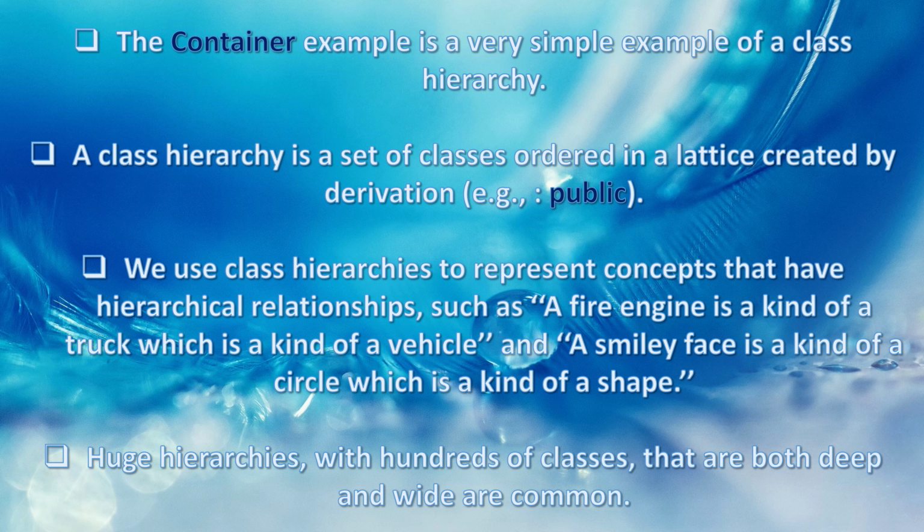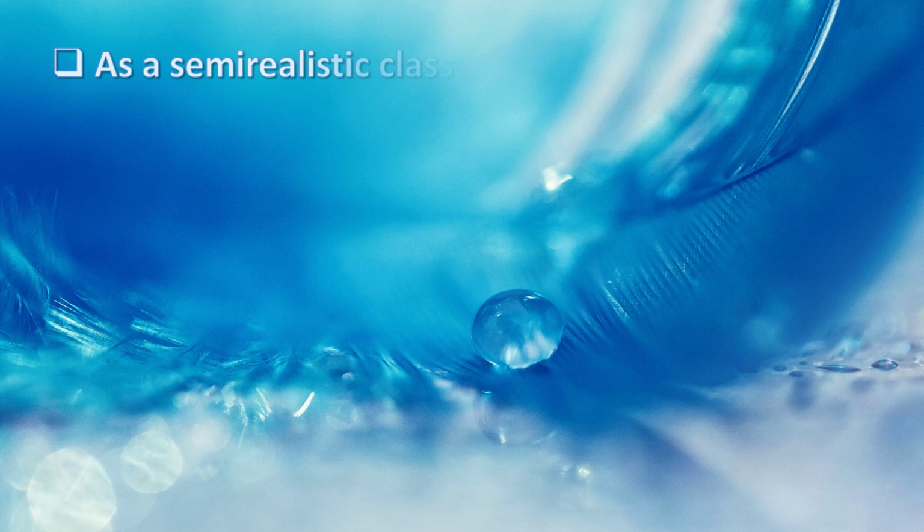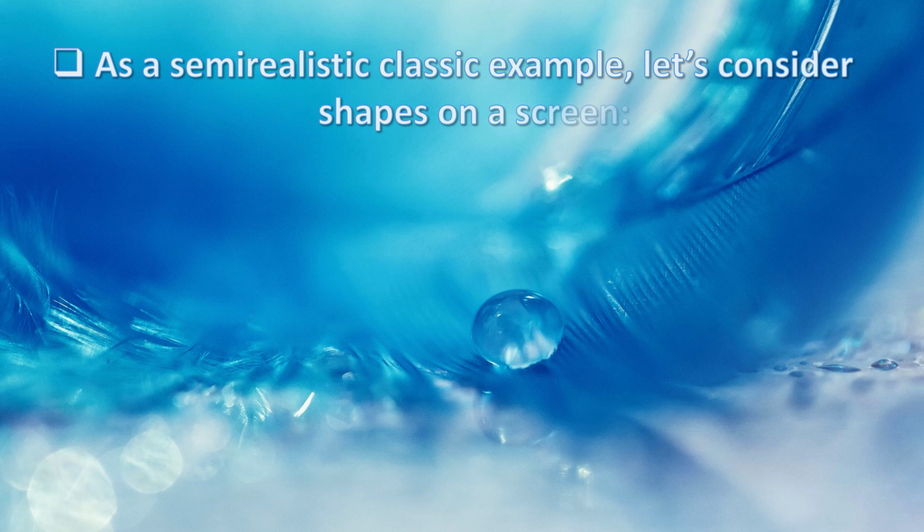Such as, a fire engine is a kind of a truck which is a kind of a vehicle, and a smiley face is a kind of a circle which is a kind of a shape. Huge hierarchies, with hundreds of classes, that are both deep and wide are common. As a semi-realistic classic example, let's consider shapes on a screen.